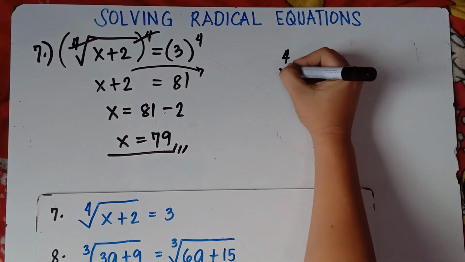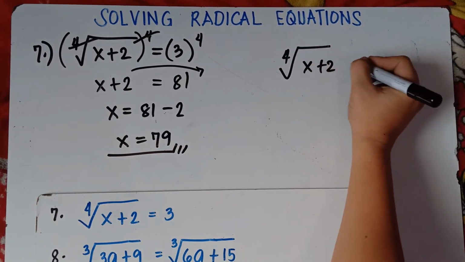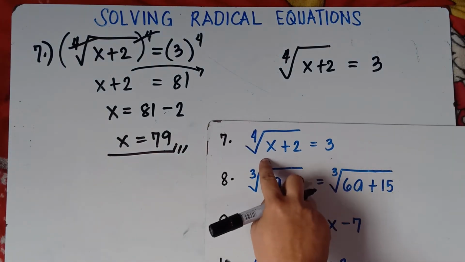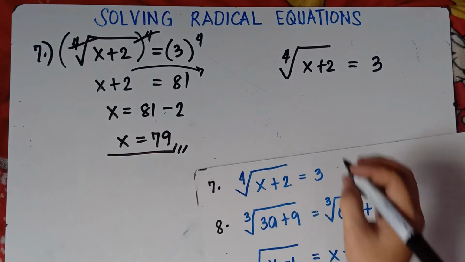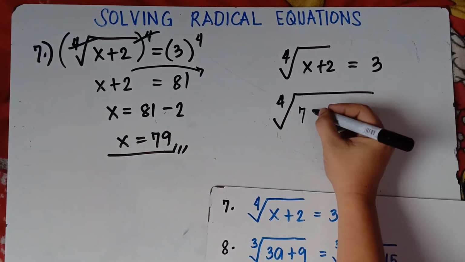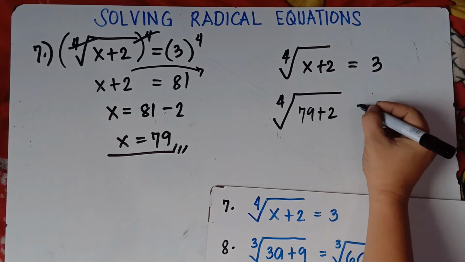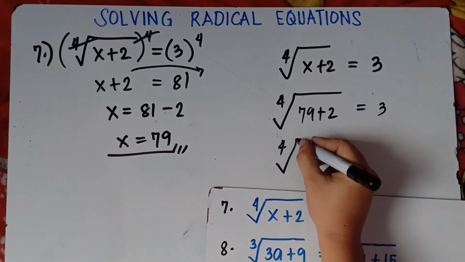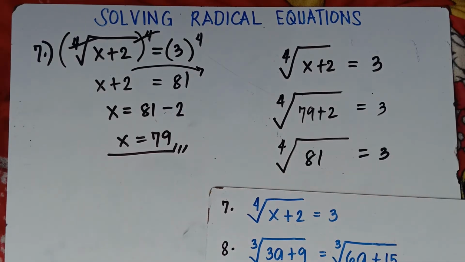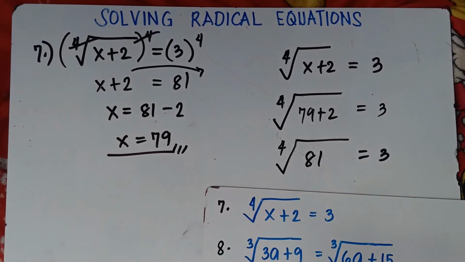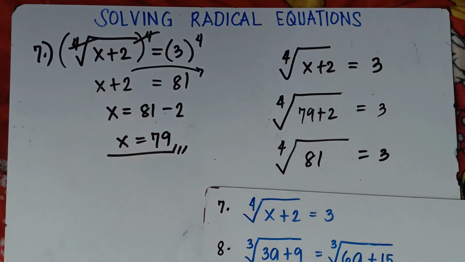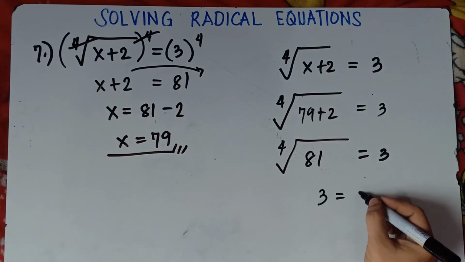So the fourth root of x plus 2 equals 3. That's the equation, right? Number 7, fourth root of x plus 2 equals 3. So this will be the fourth root of, x is 79, 79 plus 2, equals 3. So the fourth root of 79 plus 2, that is 81, equals 3. And the fourth root of 81, class, that is 3, because 3 times 3 is 9, times 3 is 27, times 3 is 81. So 3 is equal to 3. That's it, class.